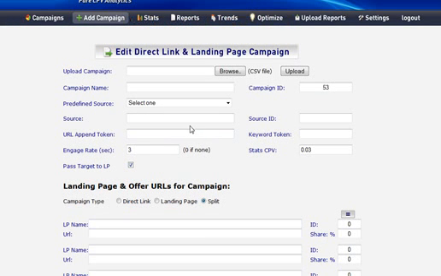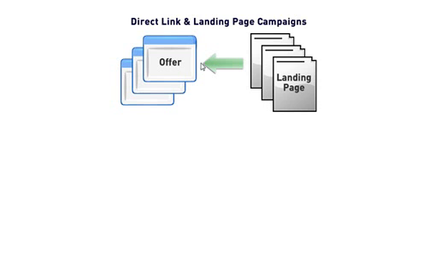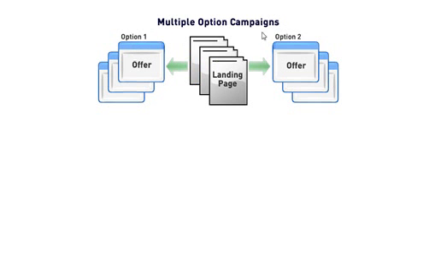All right, so let's move on to the other campaign types here. So direct link, you can use landing pages and multiple offers. Let's move on to the next, which is multiple option campaigns. These are great for catalog style and review style landing pages. And you can have as many options as you want. And also on the click-through from the landing page, each option can rotate through multiple offers.